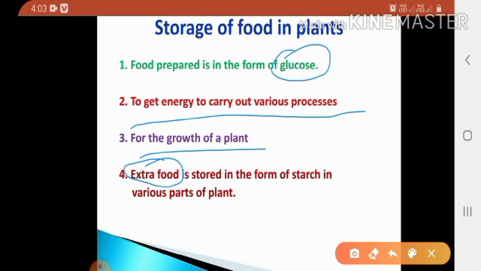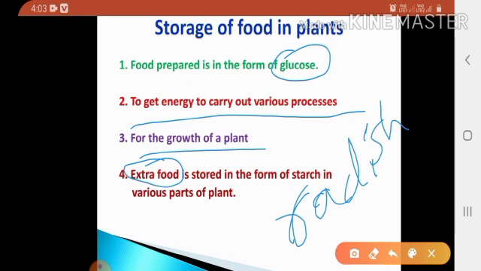For example, we eat roots of the radish plant. What do we eat? Radish plant, which we consume as our food.